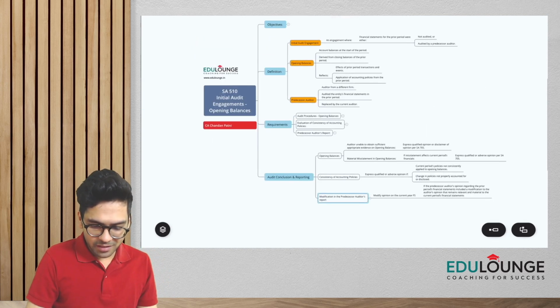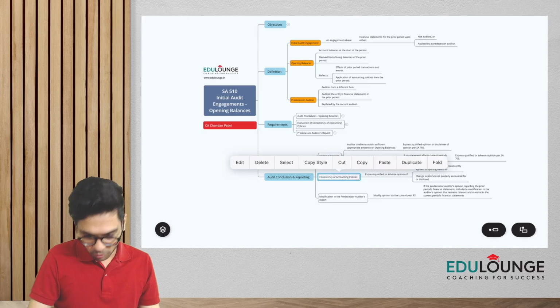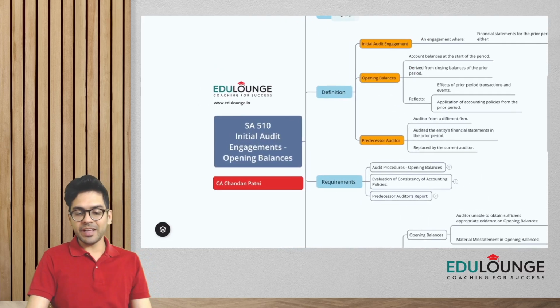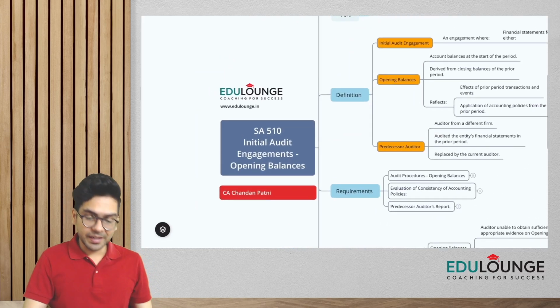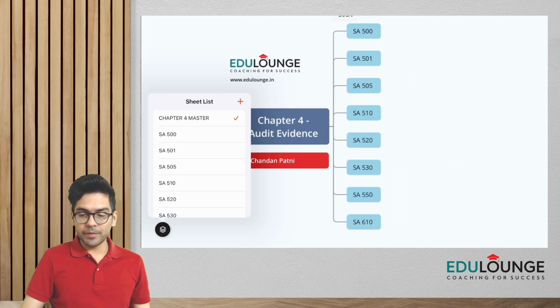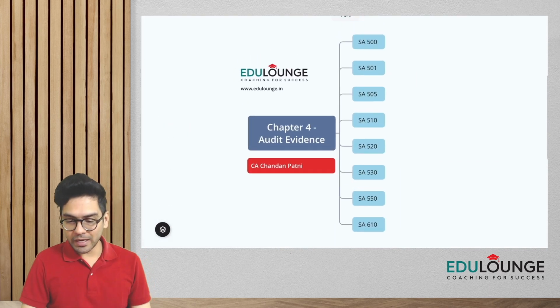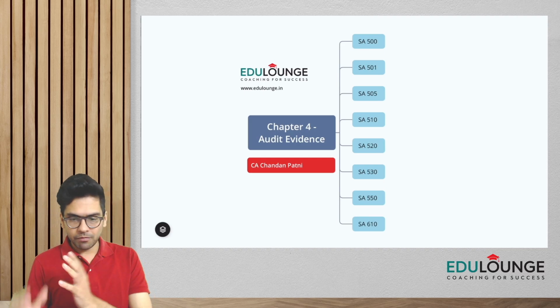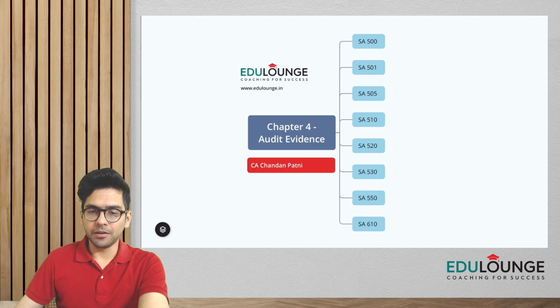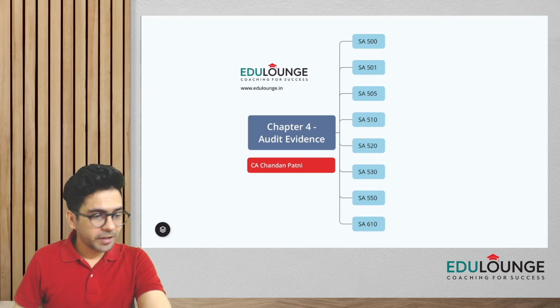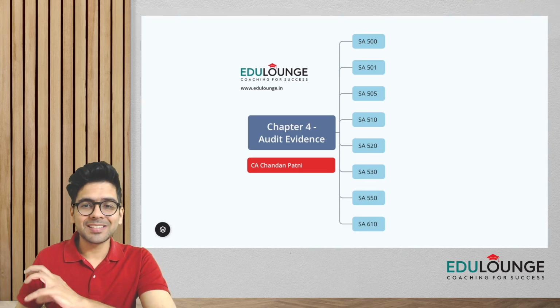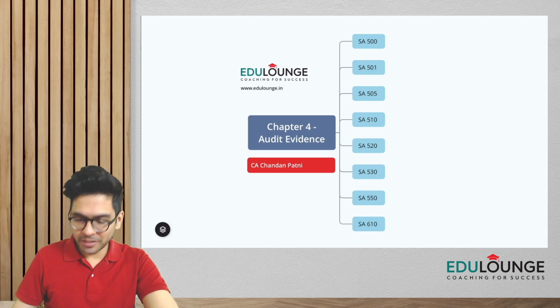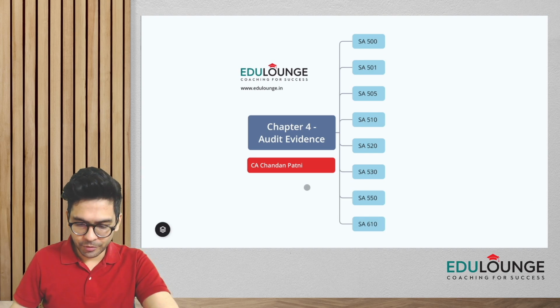So with this, a very small and good standard, SA 510, is over. We have completed the entire standard. Now going back to the main chart, guys, out of the 8 standards which we have to cover in this chapter, we have already covered 4 standards. All right, guys, let us now start with SA 520, which is basically on analytical procedures.